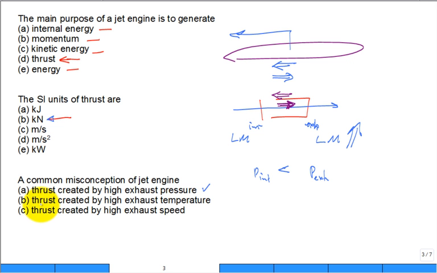Or is the common misconception that thrust is created by high exhaust temperature? I need the exhaust to be hot. If I just have a hot spewing gas, that's it, then I'll have great thrust. Or thrust is created by high exhaust speed. What I really want is high exit speed compared to the inlet speed. So which one of these is really wrong? Which one is really, really wrong? The temperature is wrong. All right. Which is the second really, really wrong?